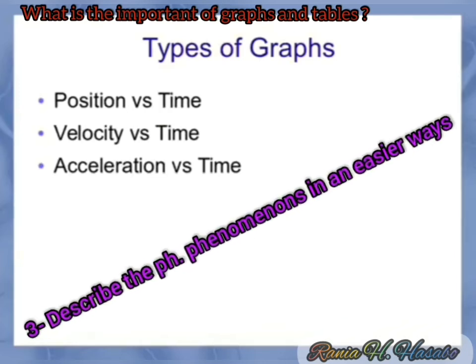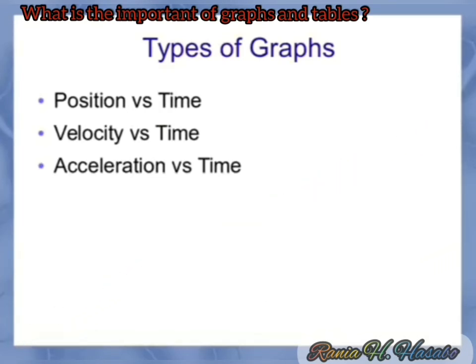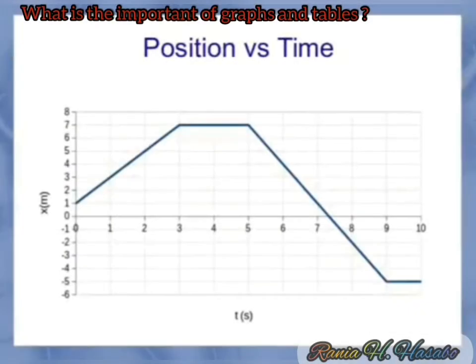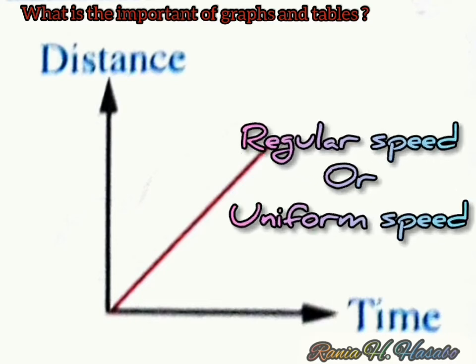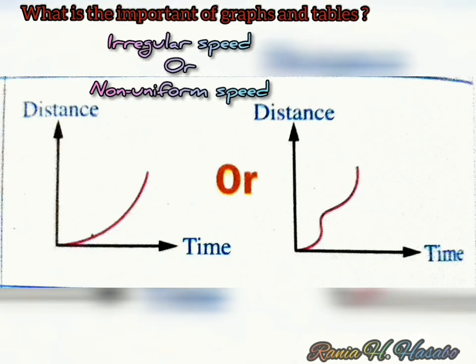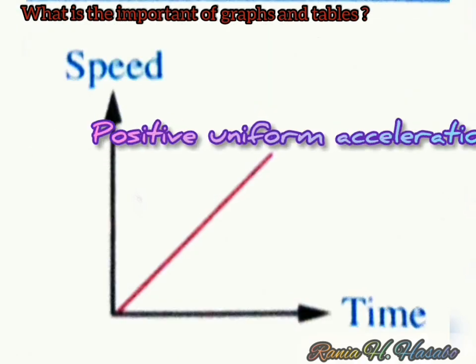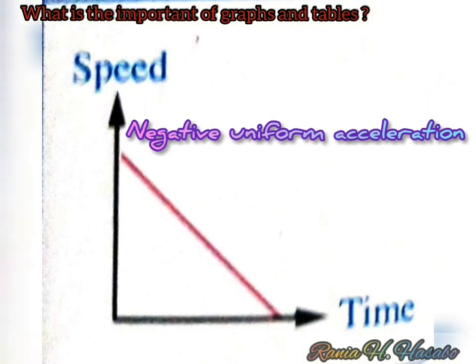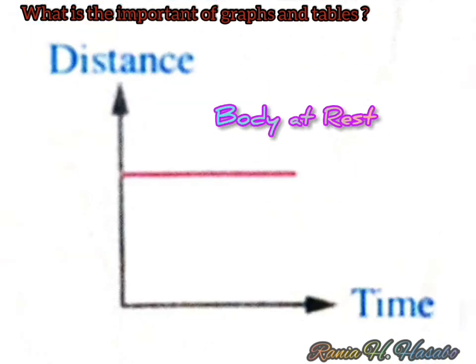And number 3 describes the physical phenomena in an easier way. فعلا by single look you can describe the physical phenomena and detect the type of motion. Like these graphs, which represent regular motion, uniform speed, non-uniform speed, irregular motion, positive uniform acceleration, negative uniform acceleration, the object at rest. Thanks for listening.